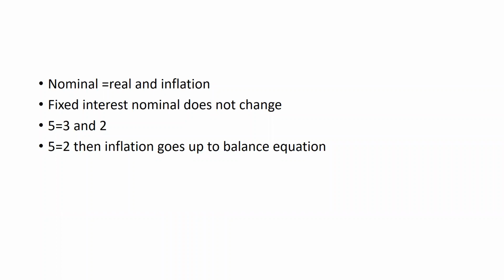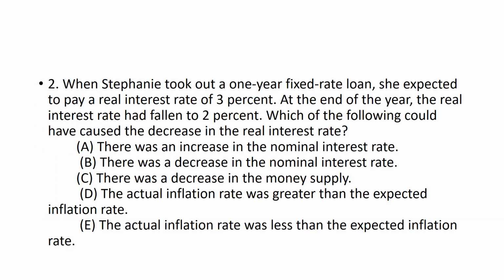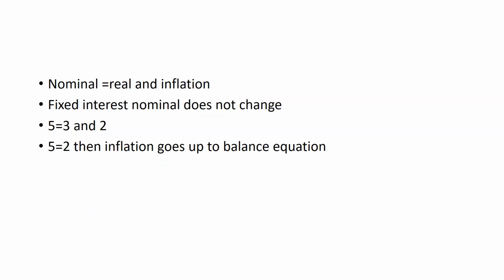Then the real is 3. Inflation would be 2. Okay. Now, if you look at the problem, at the end of the year, the real interest rate had fallen to 2. So that means inflation has to go up to balance the equation, right? So now inflation would have been 3. All right. So let's look here.